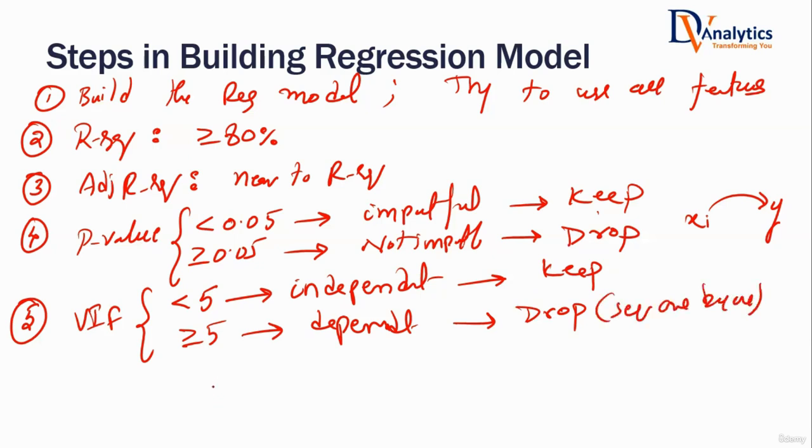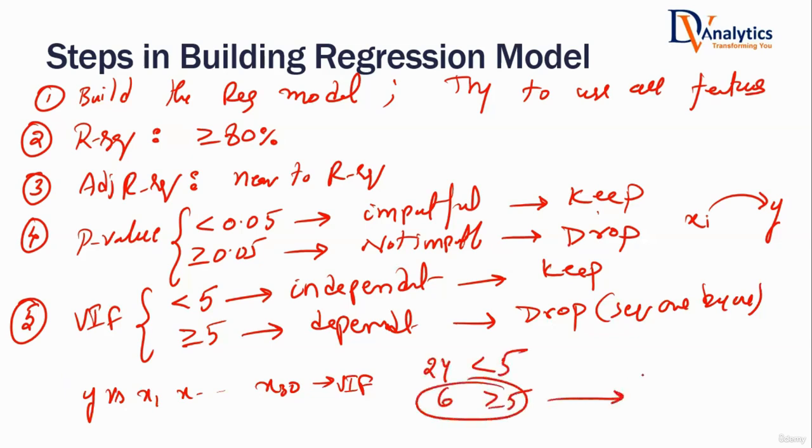When I was doing a corporate training in one of the big companies, they were already working on all these steps. They had a situation of Y versus X1, X2, and so on, some 30 variables. Out of these 30 variables, they calculated the VIF value. It's a very renowned company. For 24 variables, VIF is less than 5. For 6 variables, VIF is greater than or equal to 5. They dropped these 6 variables and used the 24 variables. Can you tell me what is the error in that process?